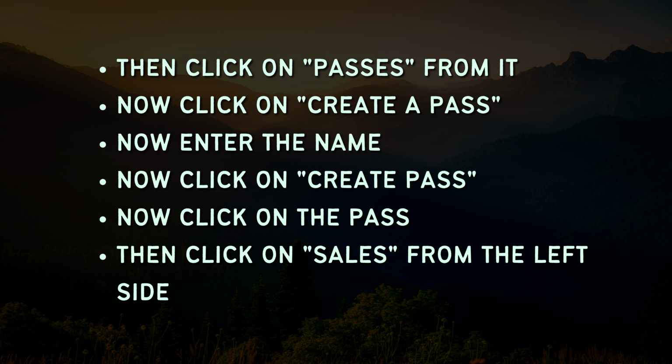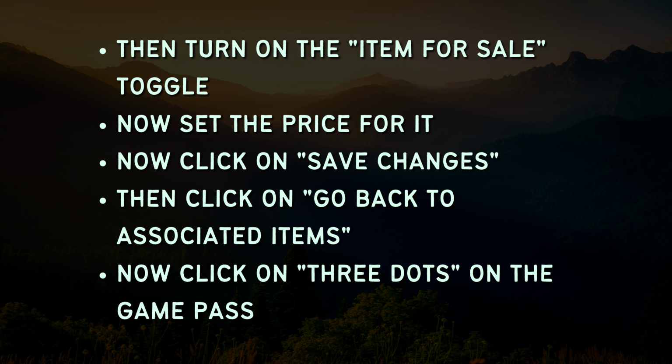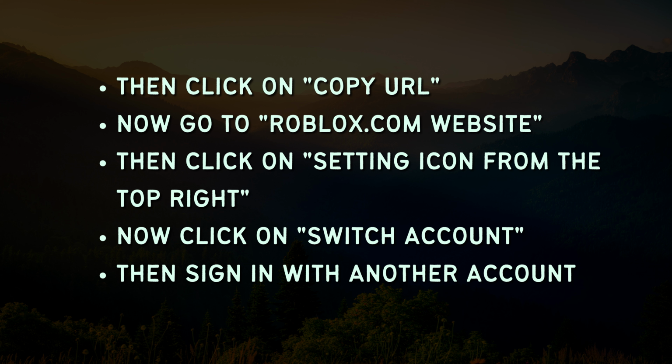Then click on Sales from left side. Then turn on Item for Sale toggle. Now set the price for it. Now click on Save Changes. Then click on Go back to Associated Items. Now click on three dots on the Game Pass. Then click on Copy URL.